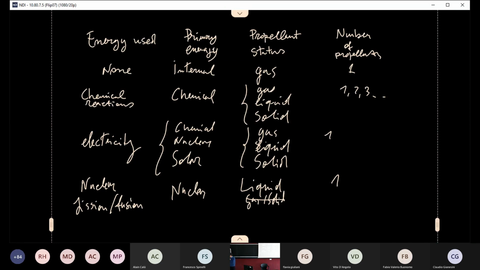And finally, we also have solar thermal rockets. There is not much room on the board, but I can write here that we directly use the solar energy to provide internal energy. We are heating our propellant. So the primary energy is solar. And here we typically have gas or liquids, and a single propellant.